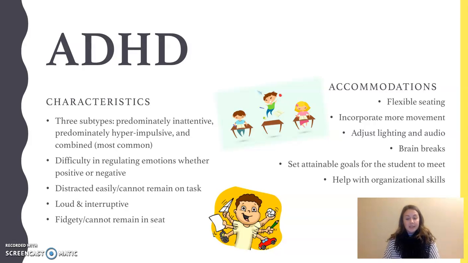Some accommodations that I'd make in my classroom would be flexible seating. If a child is fidgety sitting in a seat, maybe incorporating a rocking chair or one of those yoga balls that they can sit on, making more kinesthetic, hands-on assignments, more hands-on activities, brain breaks, adjusting lighting and audio, turning the sound down, turning it up, closing a door so that there's no distractions out in the hallway, closing a window so that they can't see or hear the cars moving by, and then just helping them reach attainable goals and also helping them with organization to maybe help them stay on task a little bit better.